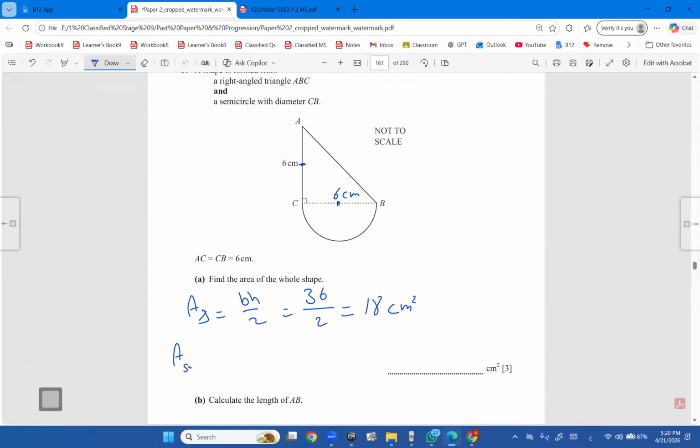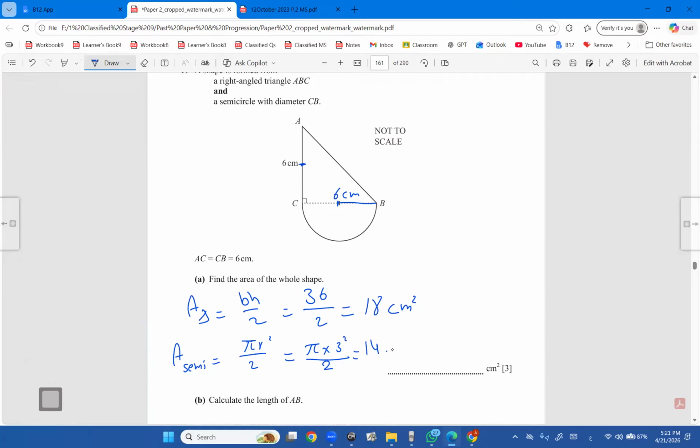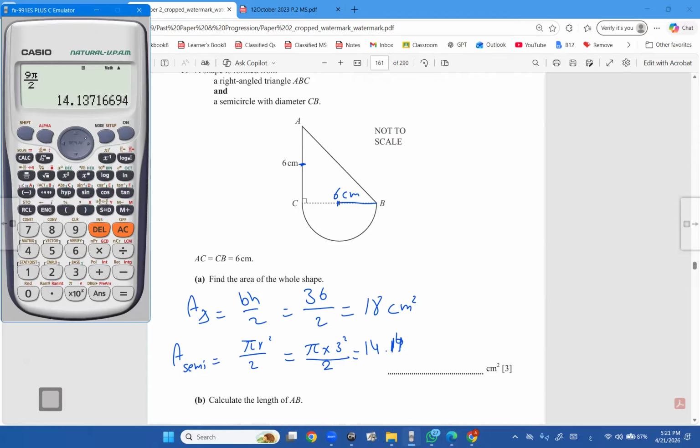While the area of the semicircle is pi r squared over 2. Knowing that pi, we're going to use it on the calculator, is multiplied by the radius, which is 3 only, squared, which is actually 9, over 2 equals, get your calculator, this is pi times 3 squared, which is 9 pi, over 2. Gives you the area of the semicircle, which is 14.13, or actually 14.14, rounding it to 2 decimal places.